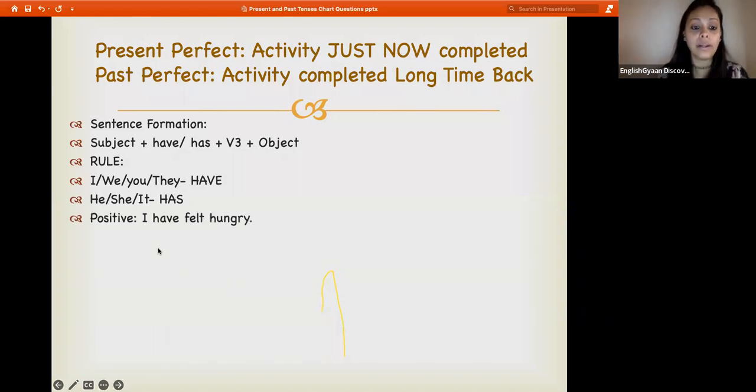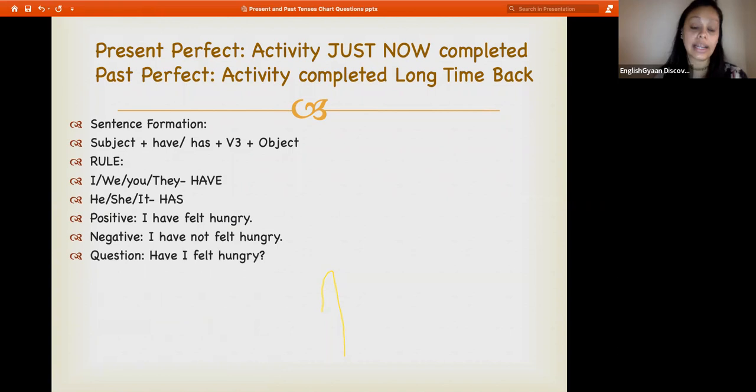For example, I have felt hungry. Negative, I have not felt hungry. And the question, have I felt hungry? How have I felt hungry? Why have I felt hungry? So this is present perfect, something that has happened just now.